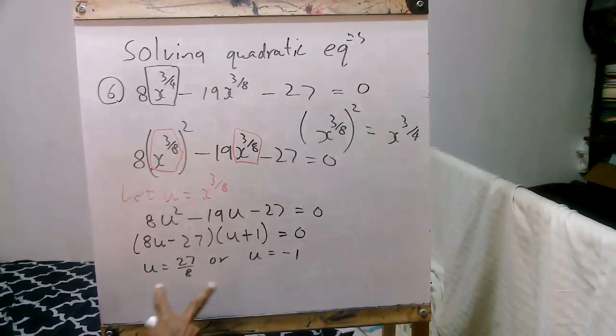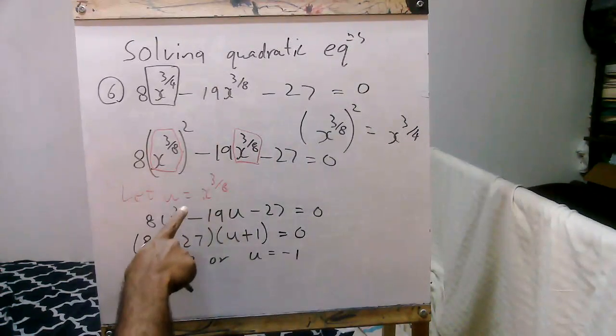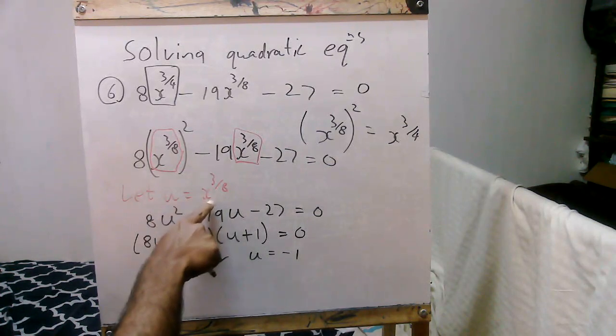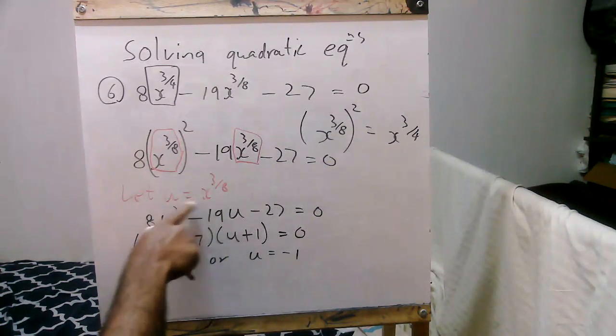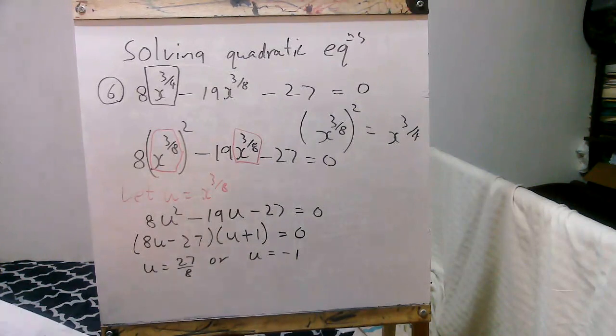Is this the answer? No, there was no u in the original equation. We have to resubstitute this. We substitute u equal to this. Now you have to reverse substitute. u is x to the power 3 over 8.